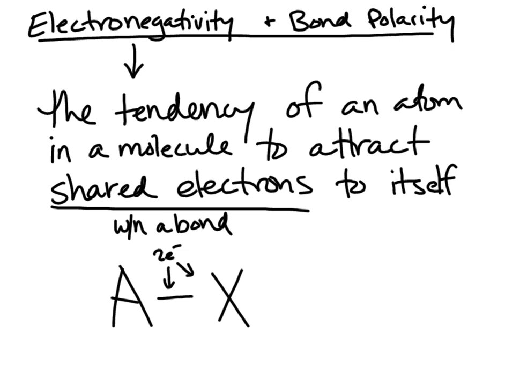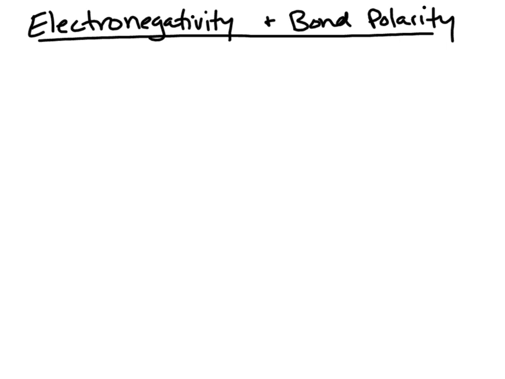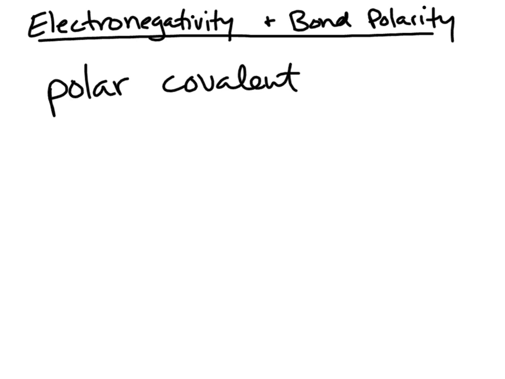Okay, and what can actually happen is if that is a strong enough tendency or a strong enough attraction, then we can actually better define the type of covalent bond it is. Because in truth, there are not just covalent bonds and ionic bonds. There's actually two different types of covalent bonds. And those bonds are called polar covalent and non-polar covalent.